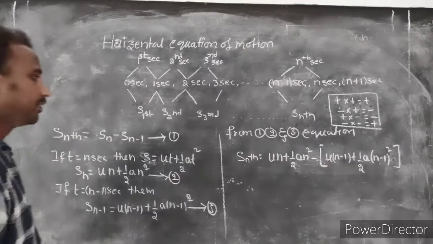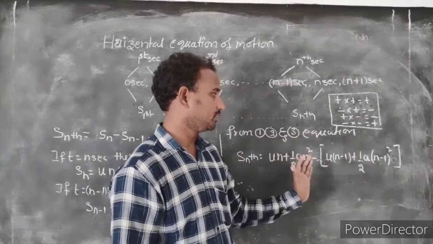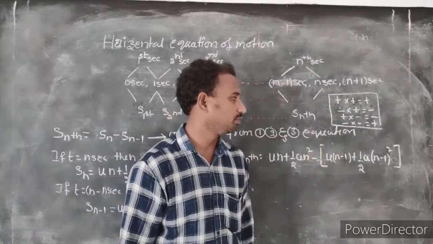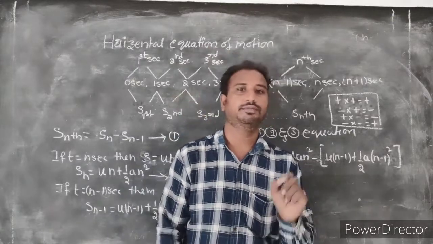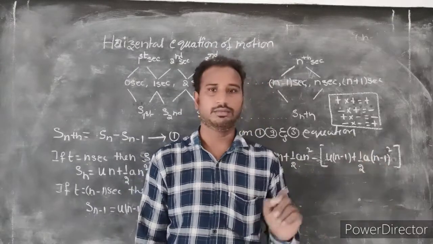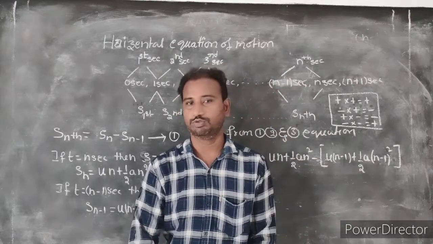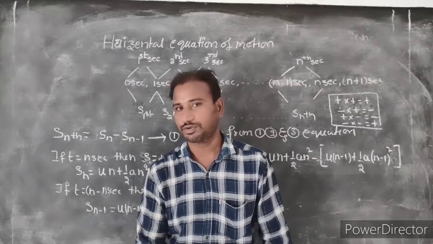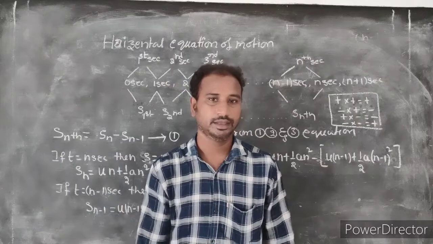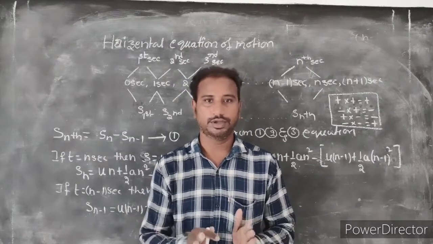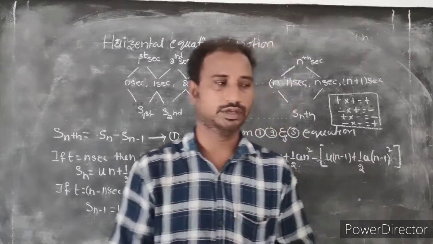Okay, students, just identify this equation: Sn equal to un plus half an square minus of u into n minus 1 plus 1 by 2 a of n minus 1 whole square. But we have to observe that n minus 1 whole square looks like a minus b whole square. What is the formula of a minus b whole square? A square plus b square minus 2ab. Yes or no? Understood this point? A minus b whole square formula equals a square plus b square minus 2ab.